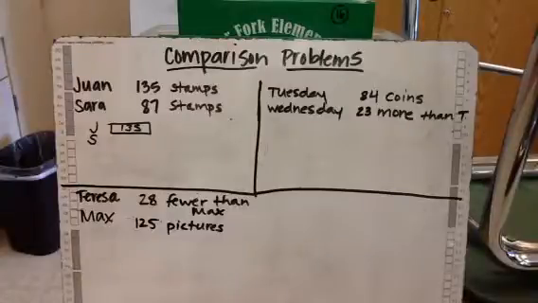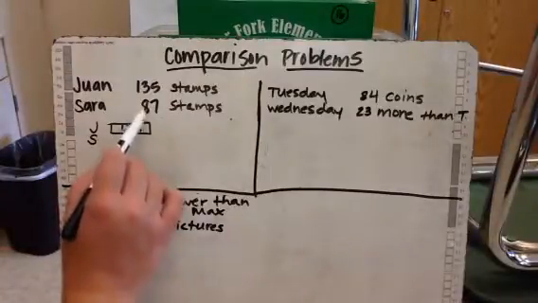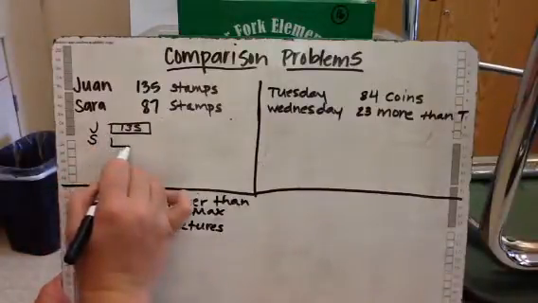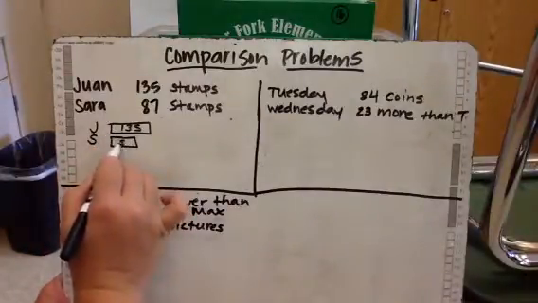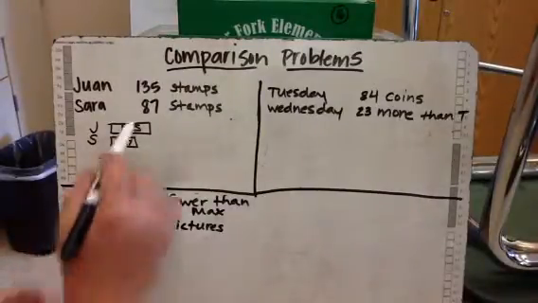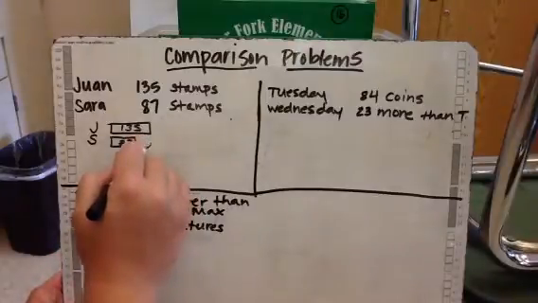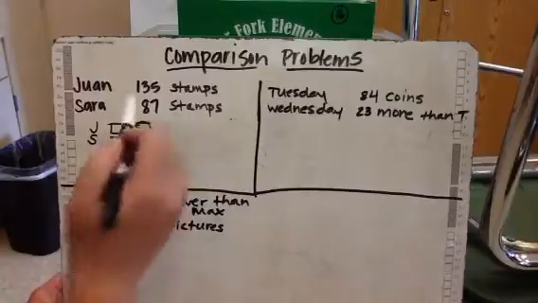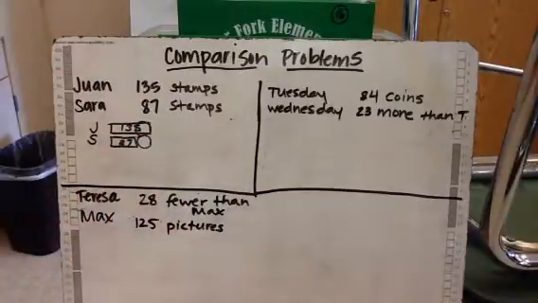Now Sarah's bar, I know her value is 87, and 87 is less than 135, so her bar is going to be shorter. A shorter bar because she has fewer stamps. So now I have to figure out here, what's this part here that's the fewer? What is she missing? Or this part here, what is the extra amount of stamps that Juan has?